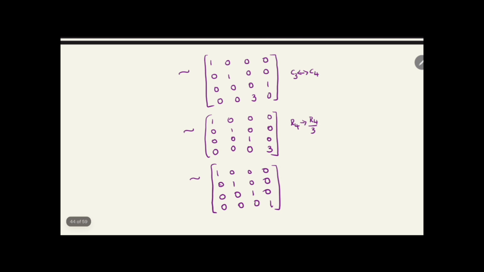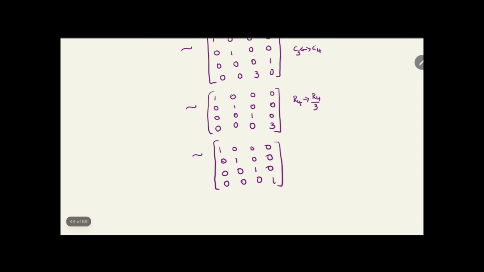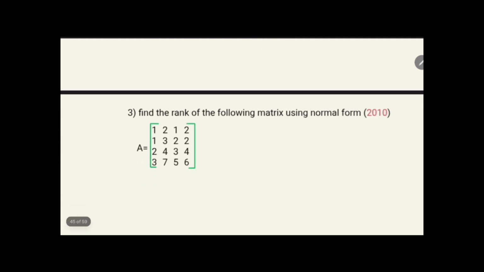Is that clear, students? Therefore rank is equal to 4. Hope you understood, students.